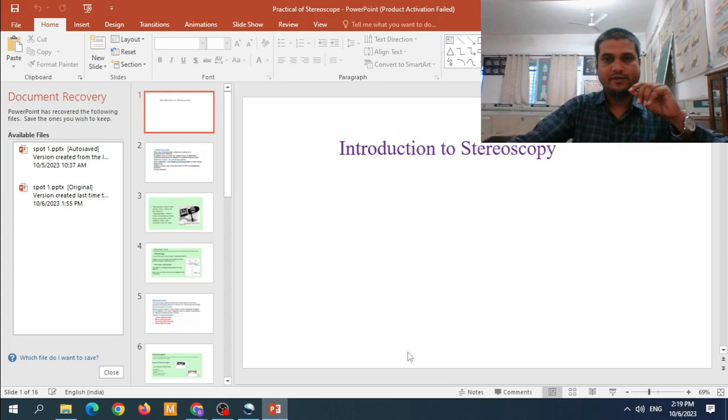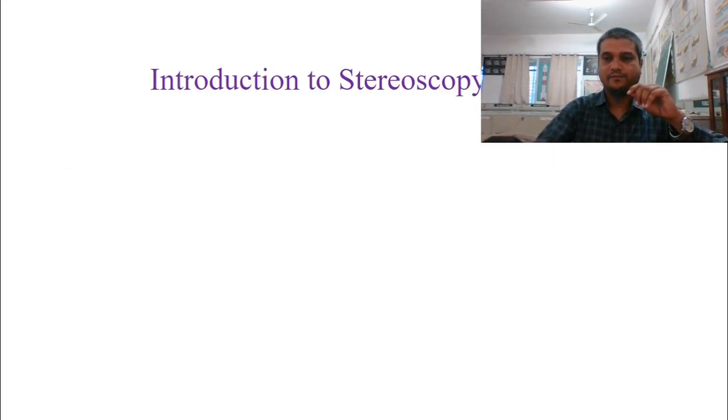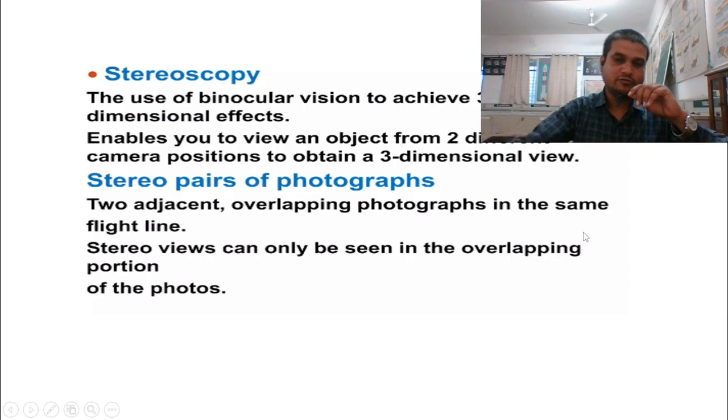Let's see one by one what is meant by stereoscopy. First, we see some of the introductory part of stereoscopy. First, we see the definition of stereoscopy. What is meant by stereoscope? Which type of stereoscope is used for viewing aerial photographs?